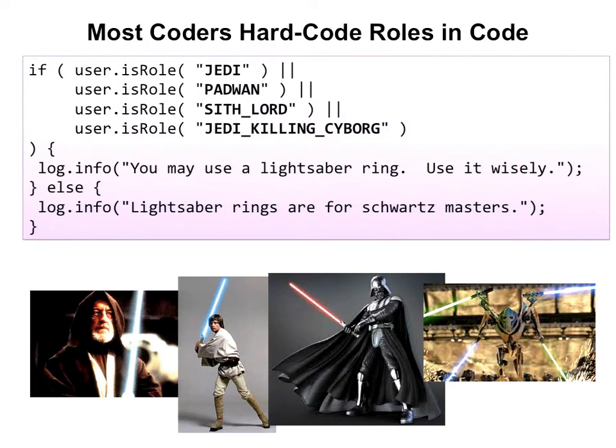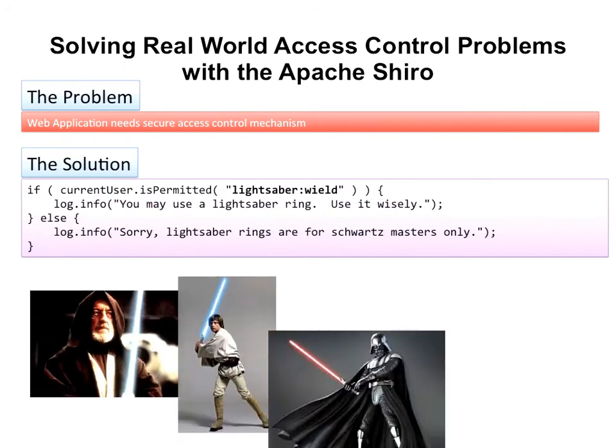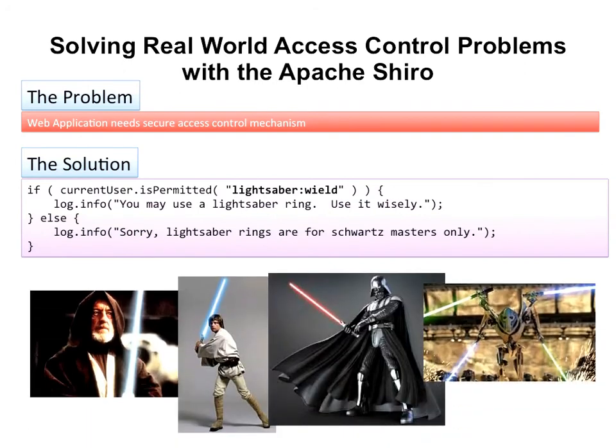That's a failure. So how we do this correctly, I dare say, is with activity-based access control. I'm no longer checking who the user is or what their role is. I'm checking on what activity they're executing. If the user is permitted to wield a lightsaber, let them do it. I write this code like this once, I'll never change it again.